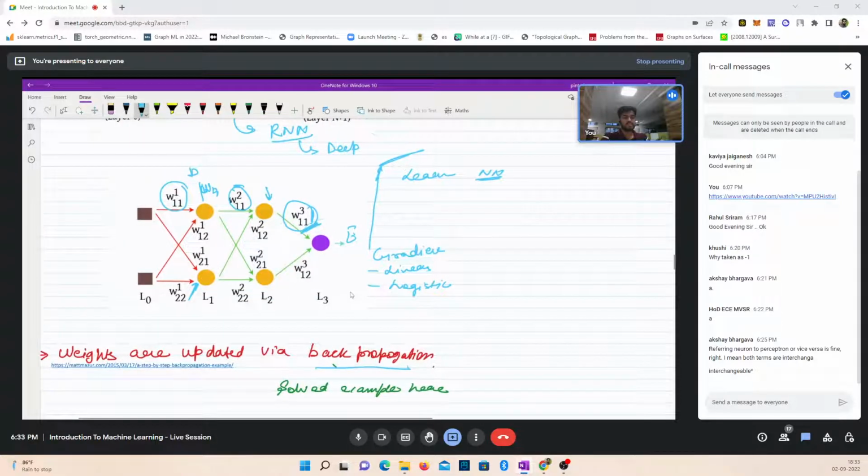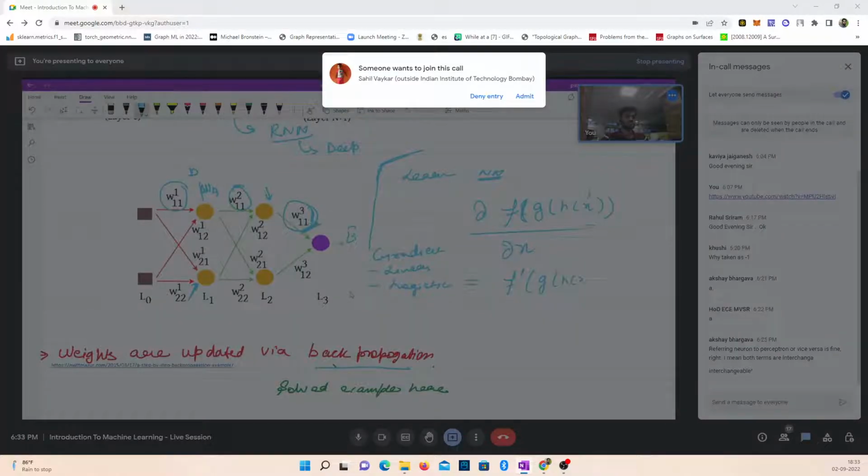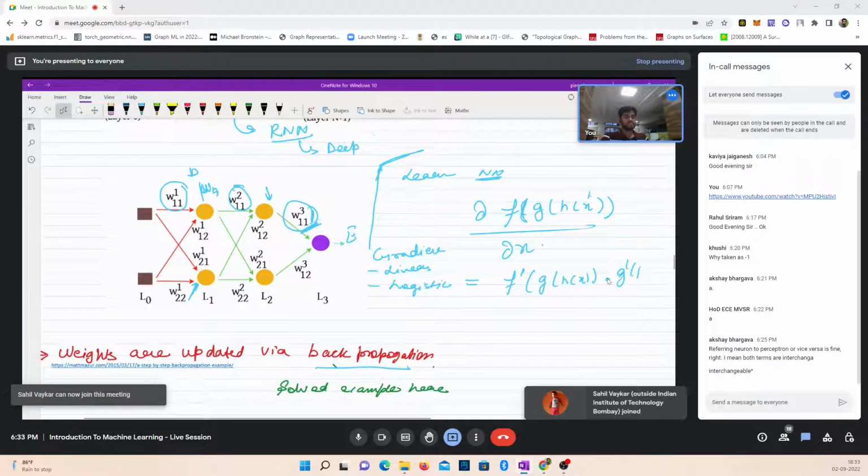I'll give you an example. Let's say we have a function f of g of h of x, and you want to differentiate it with respect to x. I'm using the partial symbol on purpose because here all the derivatives would be partial. That's why, though this is a function of only one variable, I'm using the partial symbol. So what you would get is f dash of g of h of x, multiplied by g dash of h of x, multiplied by h dash of x.